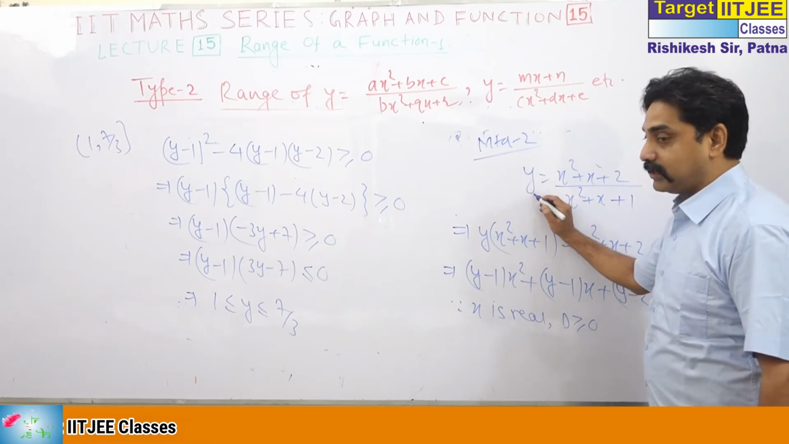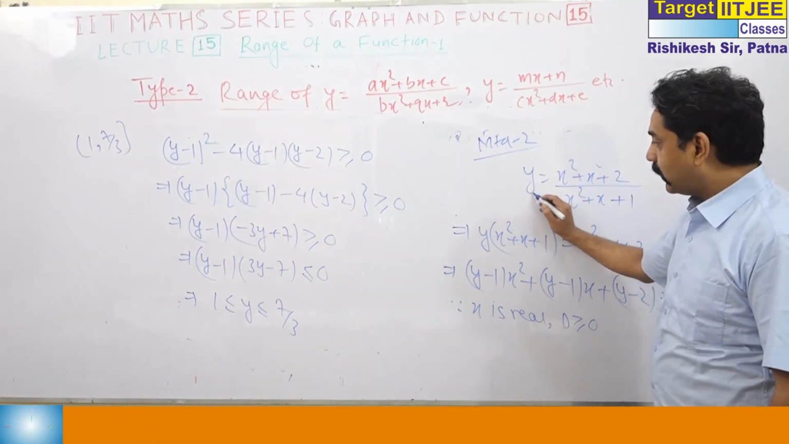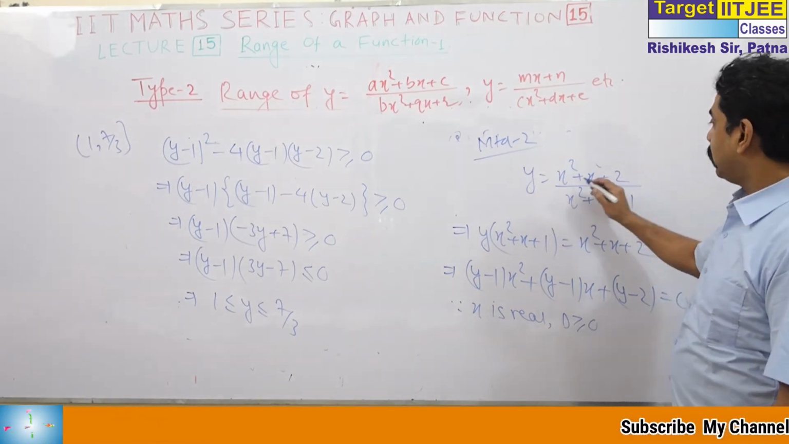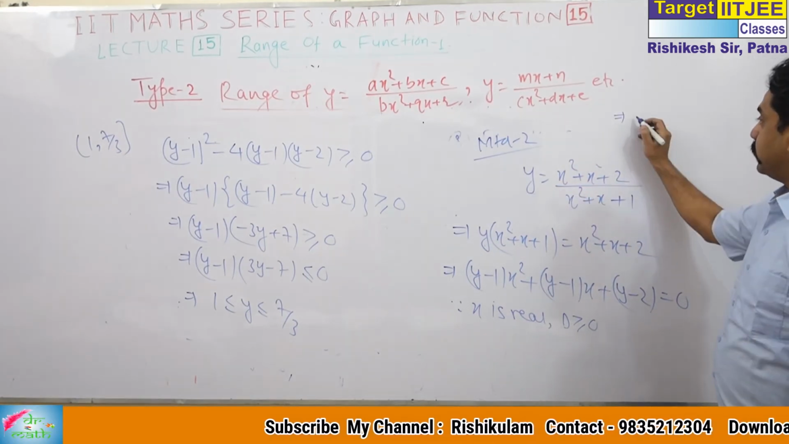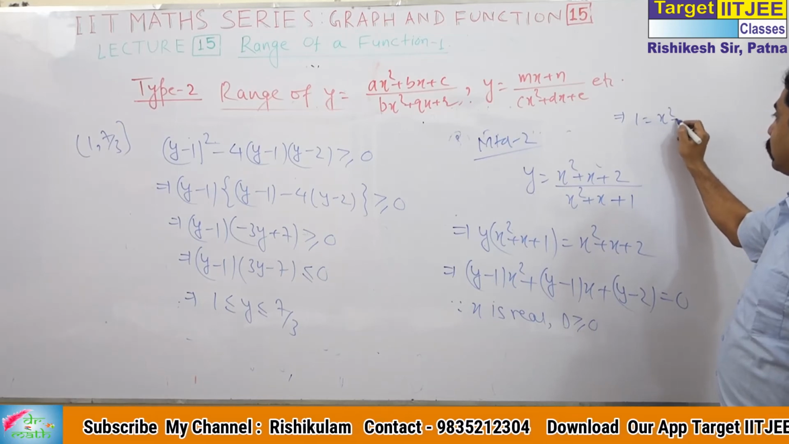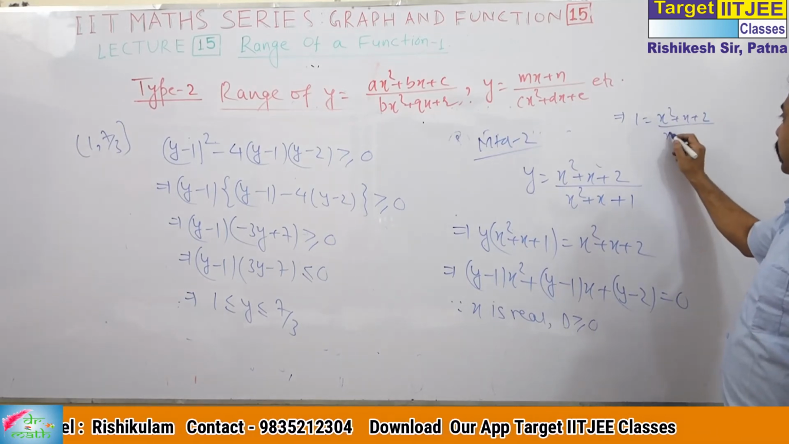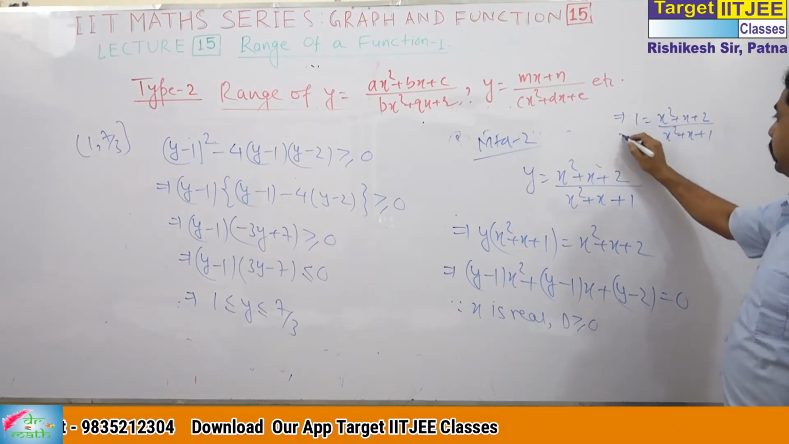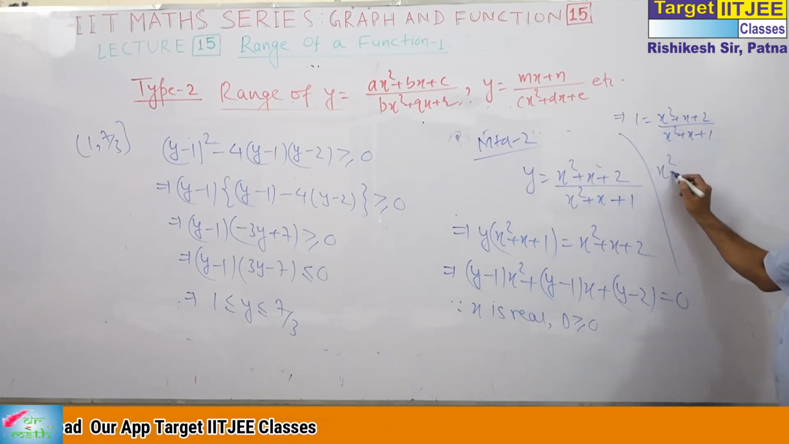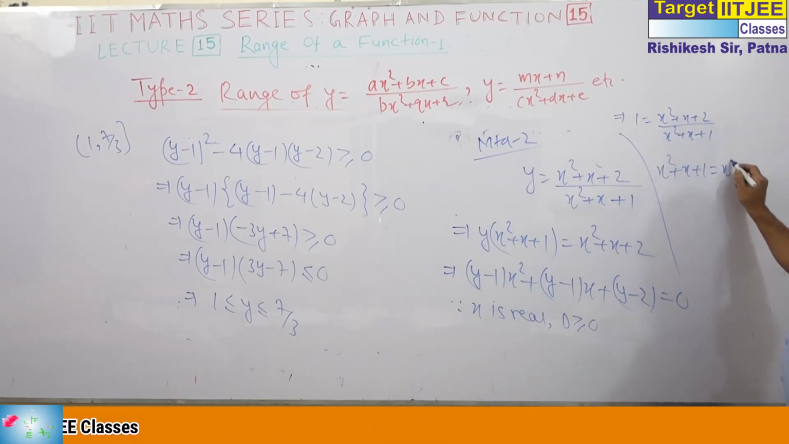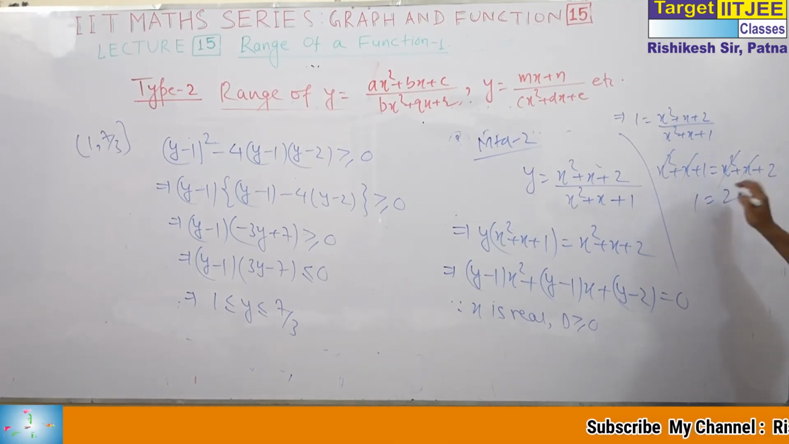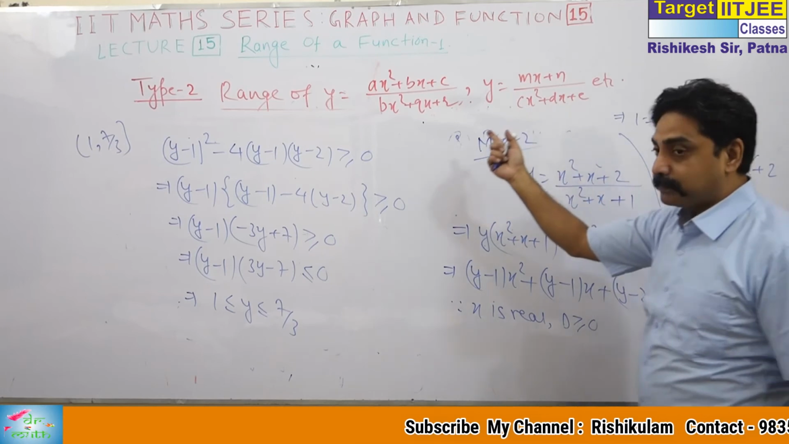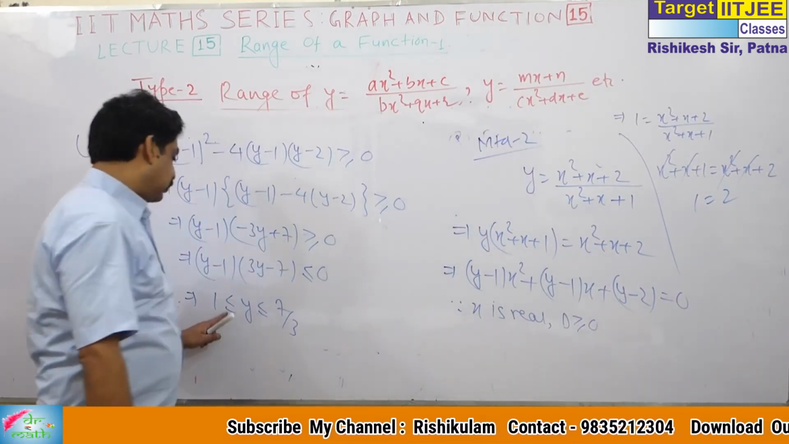You put here y is equal to 1. What do you get at y is equal to 1? You can see, this is 1 is equal to x square plus x plus 2 by x square plus x plus 1. When you multiply by x square plus x plus 1, the x square plus x cancels. 1 is equal to 2, absurd. Means we cannot put y is equal to 1. So this is not possible.